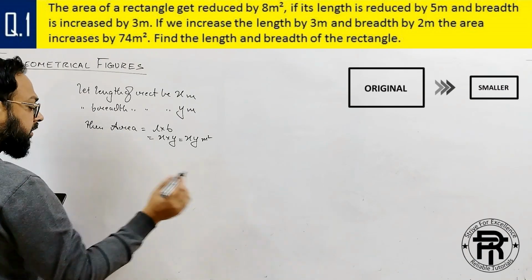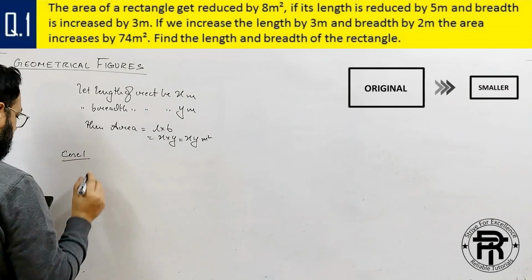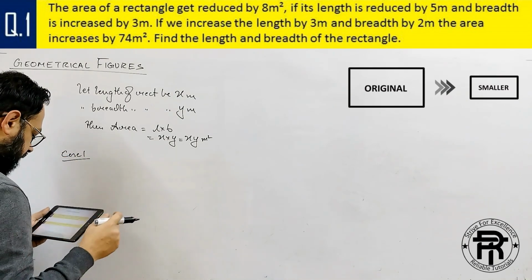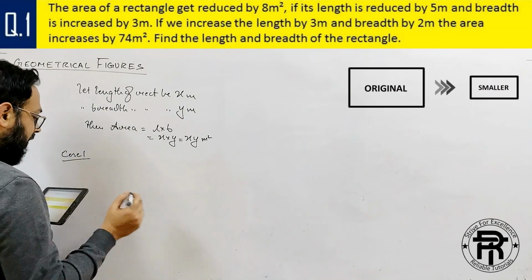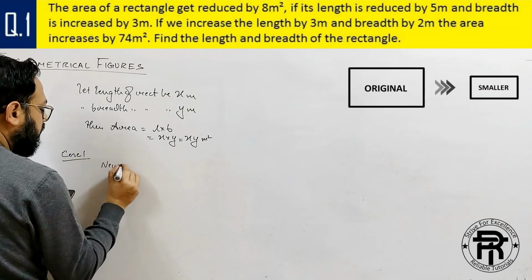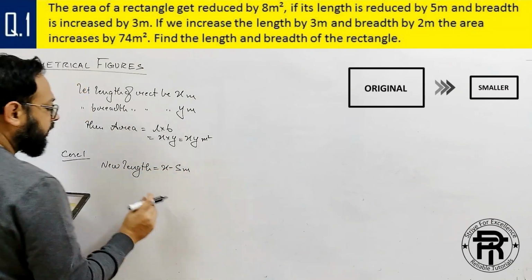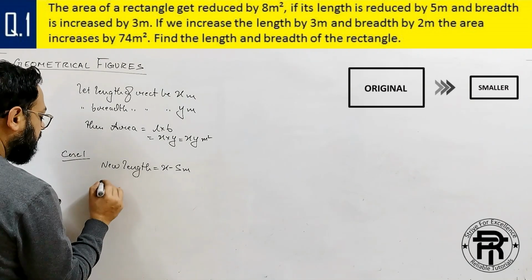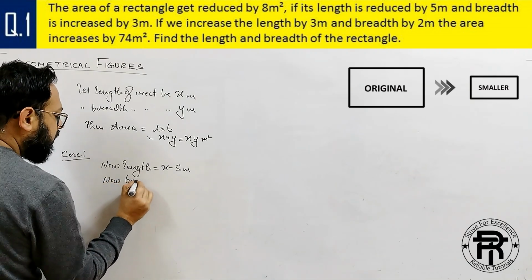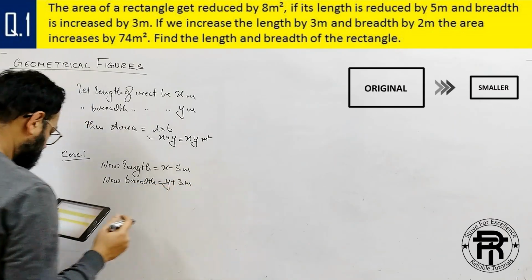Now again the cases are there. In the first case, what is given to us? Case 1, if its length is reduced by 5 meters, new length, what will be the new length? Reduced by 5 meters, x minus 5 meters. We are decreasing the length by 5 meters. And breadth is increased by 3 meters. So what will be the new breadth? New breadth is equal to y plus 3 meters.